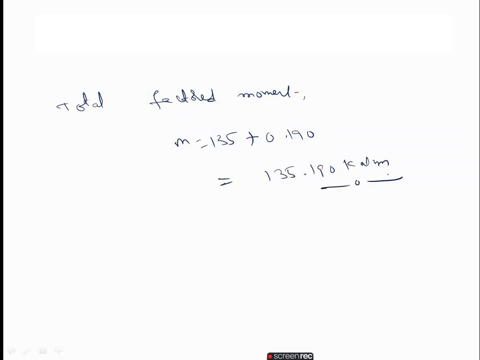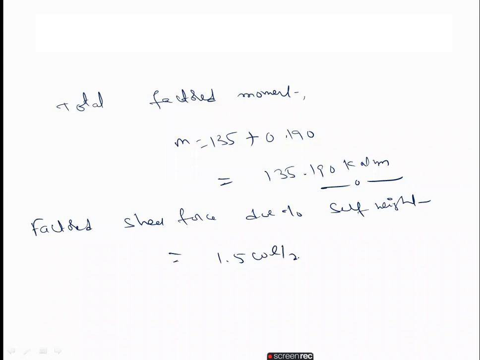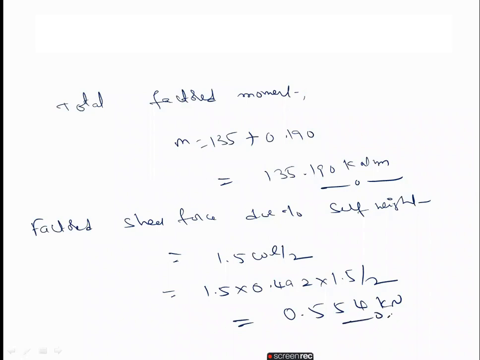Okay. And next, we have to calculate the factored shear force due to the self weight. The formula is 1.5 into WL by 2. 1.5 into W, which is 0.492, and also L, that is 1.5, by 2. So here you will get the answer as 0.554 kilonewton. This is the factored shear force due to the self weight.